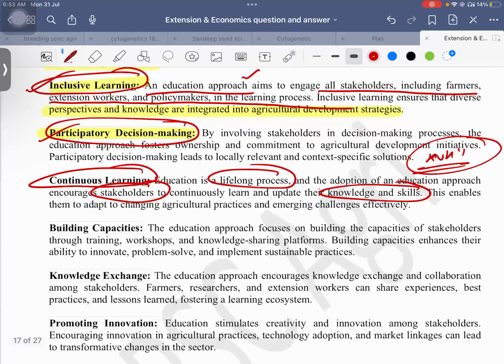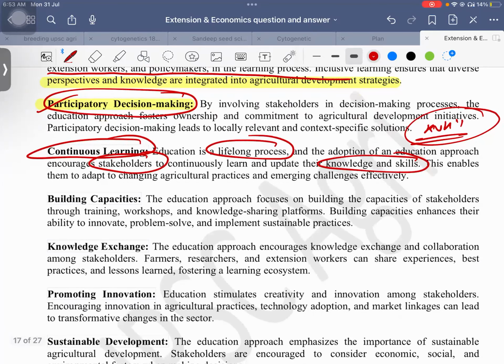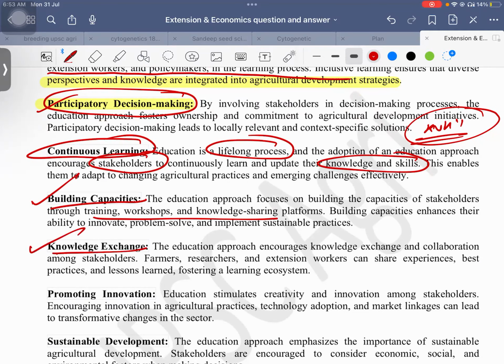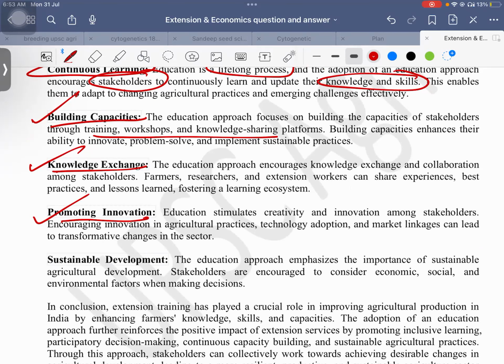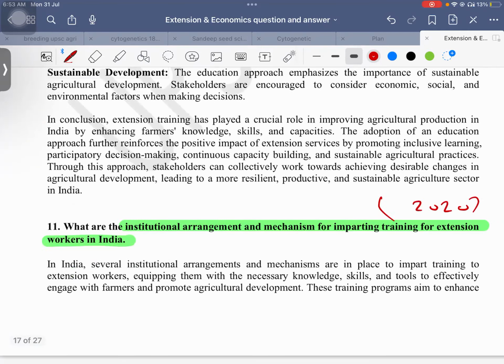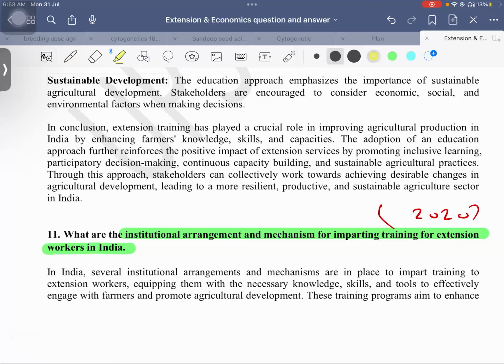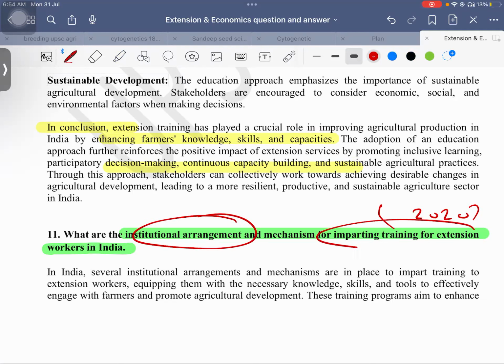Next is building capacities: capacity building through training and workshops, and knowledge exchange within the stakeholders, and also we need to promote innovation, new technologies, and finally sustainable development. In conclusion, this extension helps in enhancing the knowledge and skill of the farmer, decision making, and capacity building.